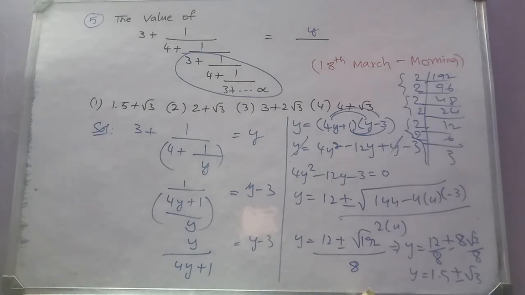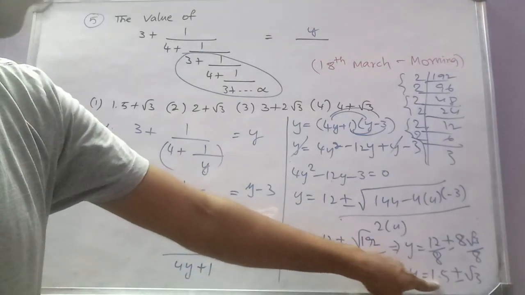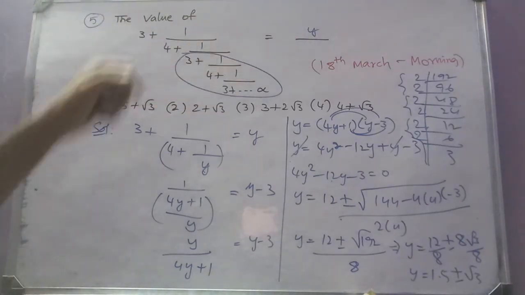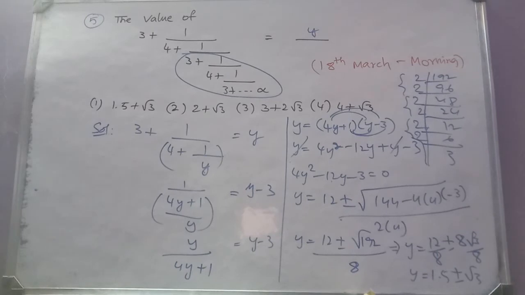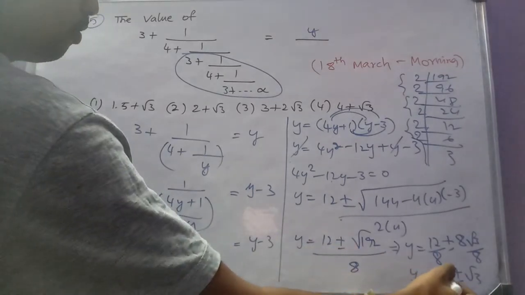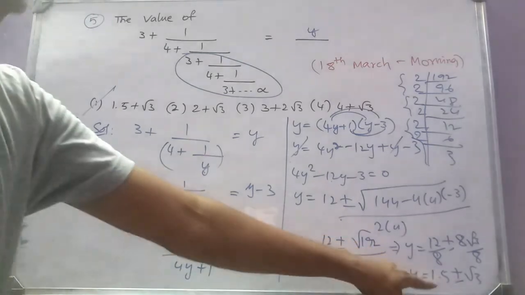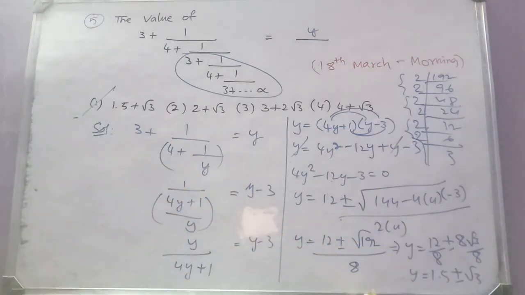And once again we will not accept the value y is equal to 1.5 minus root 3 because it is negative. You should not accept that value. The LHS is clearly a positive number. So therefore the correct value is y is equal to 1.5 plus root 3. So it is the first option. Don't take the negative value 1.5 minus root 3. It is a negative value. You should not take it. Okay. So we'll go with the next question.